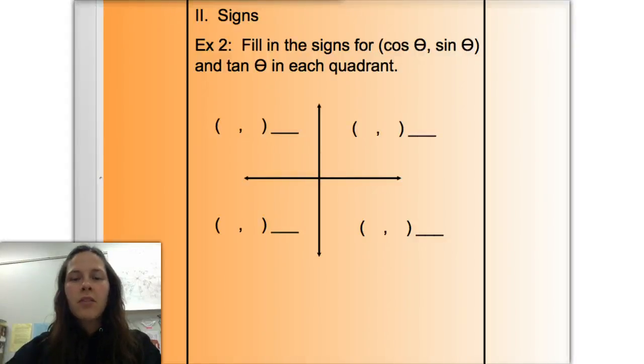This next example we've already gone over, so I'm going to pause while you fill in the coordinate plane with the signs on cosine, sine, and tangent. In which quadrant are they positive, in which quadrant are they negative? Make sure when you're filling this in that you put whether or not cosine is positive or negative for the x value, and you put whether sine is positive or negative for the y value when you're filling in those ordered pairs.